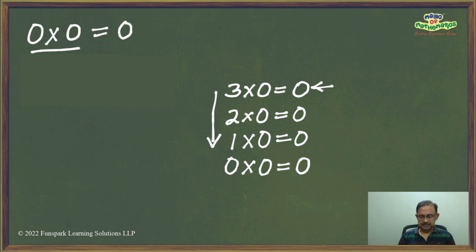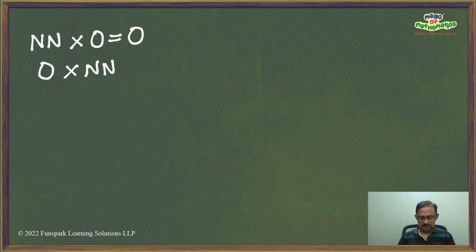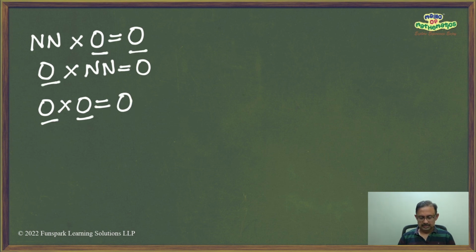From what we have seen so far, we can say that any natural number times 0 equals 0. 0 times any natural number equals 0. And 0 times 0 also equals 0. So we can say that multiplication by 0 yields 0 as the answer. In this video, we examined what happens when we multiply by 0.